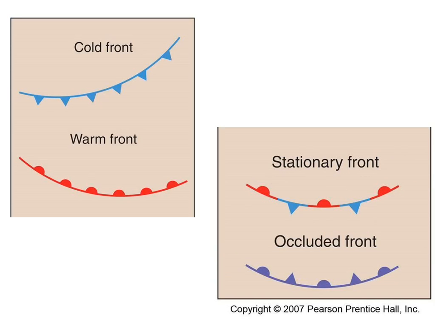And last but not least, we have something called an occluded front. An occluded front looks like a stationary front, but what's different is that the semicircles and triangles are on the same side. You can see the direction that it's moving is this way. And we'll talk about what an occluded front is coming up. But basically, it's alternating semicircle, triangle on the same side, and the whole thing is moving that way.